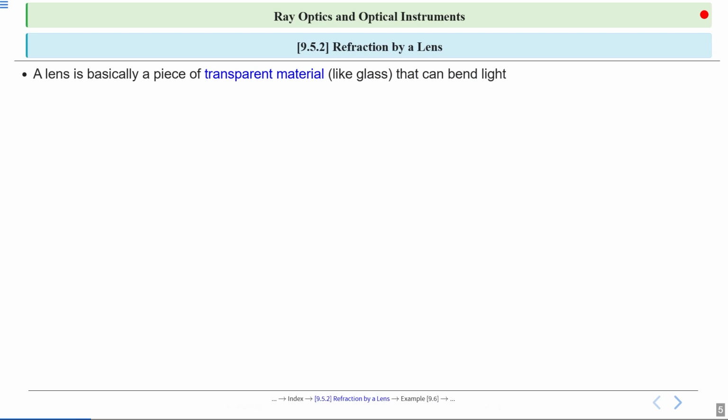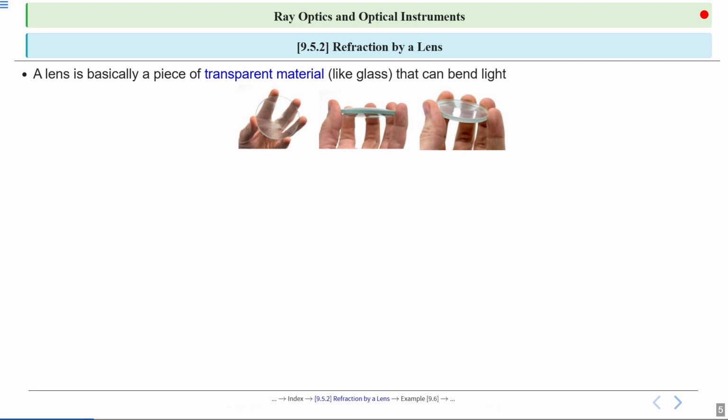Refraction by a lens. So what is a lens? It is basically a transparent material, a medium enclosed within two refracting surfaces, one of which must be spherical. So a lens is basically a piece of transparent material like glass or any other transparent material that can bend light. You can see in the diagram, a lens looks like that. It is a piece of transparent material.